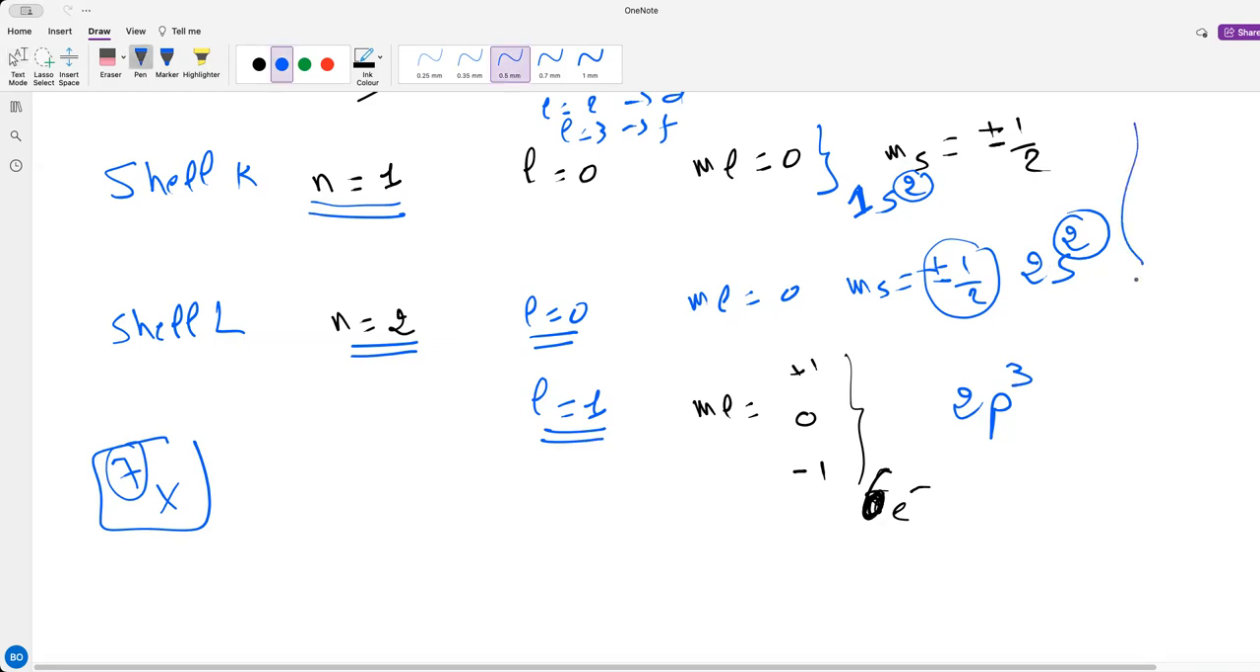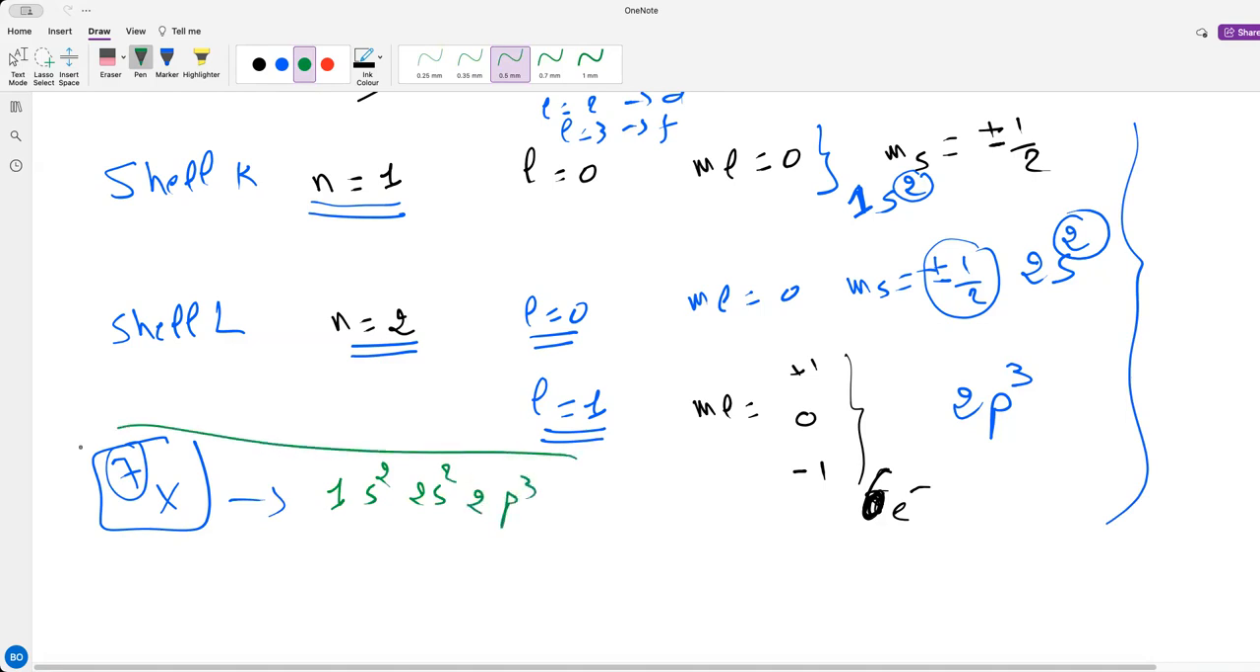So this will be a way to explain the electronic configuration. This atom will have 1s2, 2s2, and 2p3. This is the electronic configuration of this atom. Any question?